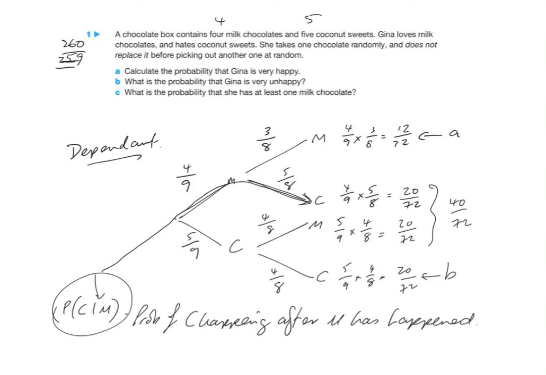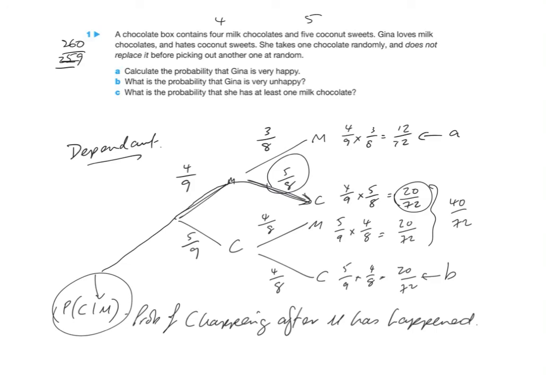So that's going to be our answer: the probability of C, given that M has already happened. So in this case, the answer to probability of C given M would actually be 5/8, not 20 over 72. Right, I think that covers the bare bones.